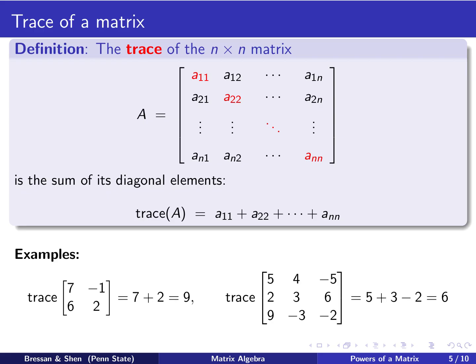Taking some trivial examples now, the trace of this matrix would be just the sum of the diagonal, 7 plus 2, which is 9. And the trace of this 3 by 3 matrix will be the sum of the diagonal, 5, 3, negative 2, which is 6.